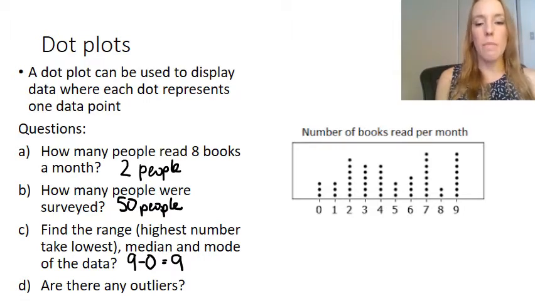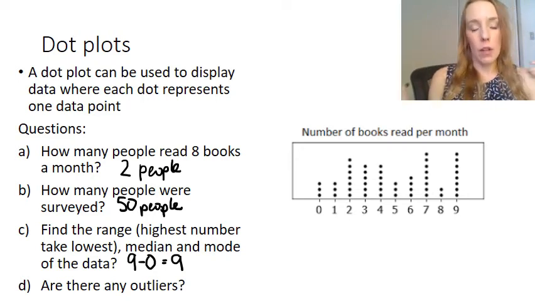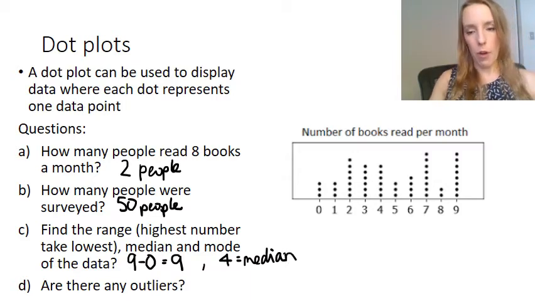Our median and our mode. Okay, so remember, our median is the middle point. So the 25th point would give us our median then. 1, 2, 3, up to 25. If you counted that as well as I did, 4 books read is our median. So our 25th person surveyed, when we put it in order, was 4.